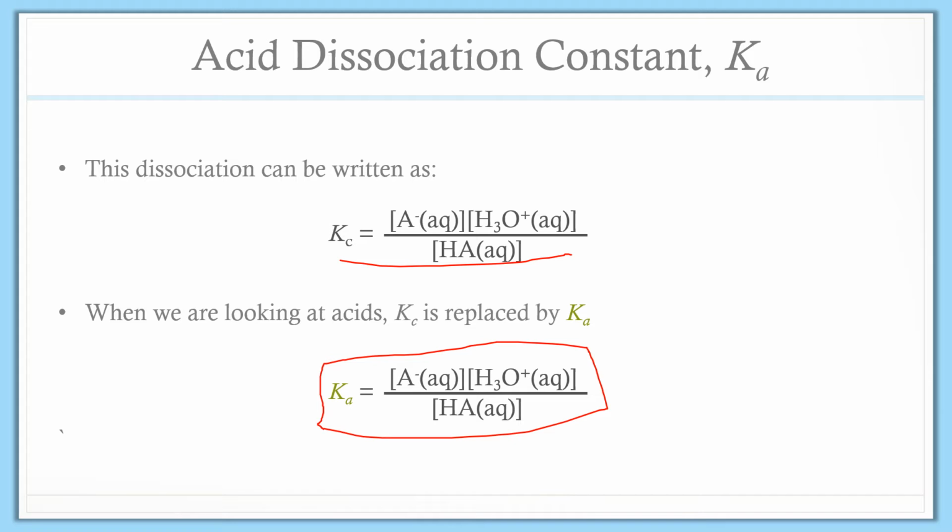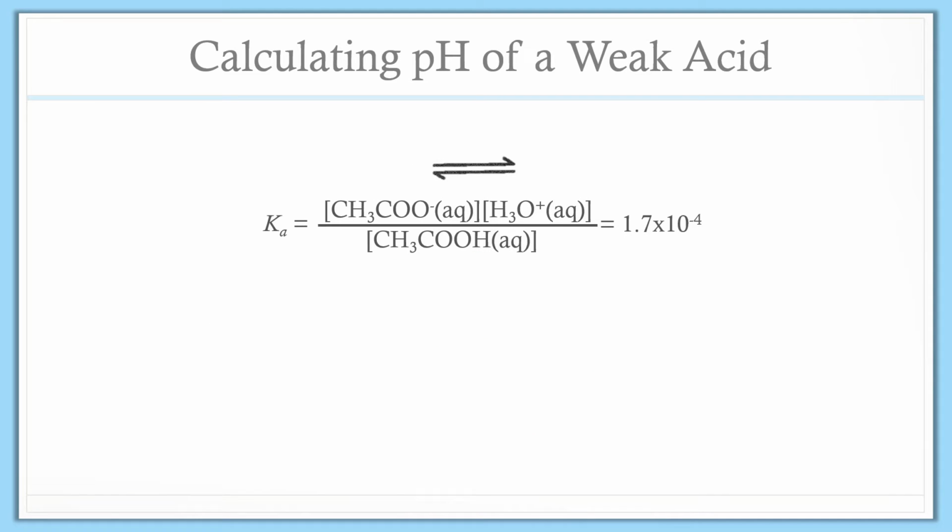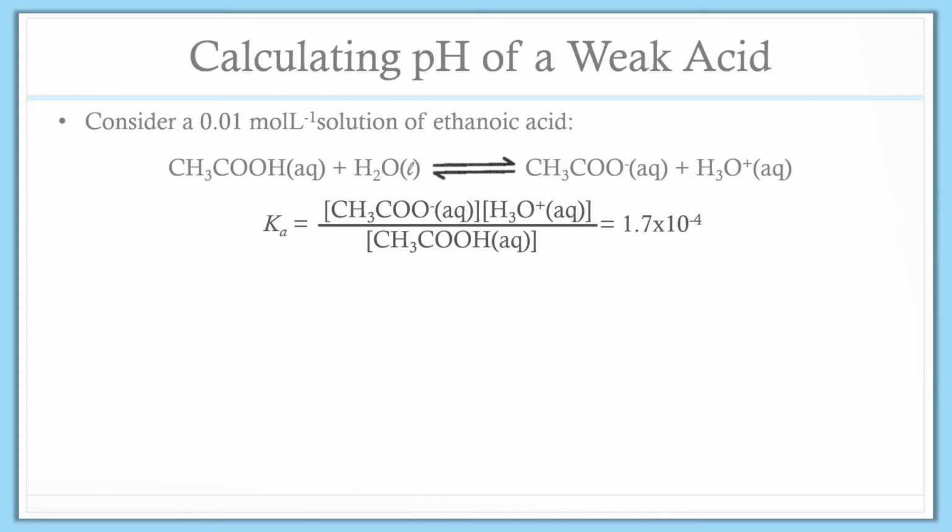Okay, ready to get into it? Let's go. Consider a 0.01 mole per liter solution of ethanoic acid, CH3COOH, or vinegar. We've got an equation here: CH3COOH, that's our HA, plus water, is in equilibrium with CH3COO minus, our conjugate base, our A minus, and H3O plus, which is where our hydrogen went. The Ka of that equation is 1.7 times 10 to the negative fourth. If we don't have that number, we can't go anywhere, but it's experimentally determined, and you can usually just look it up. It'll be given to you.